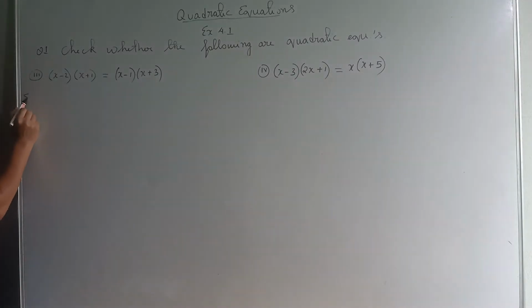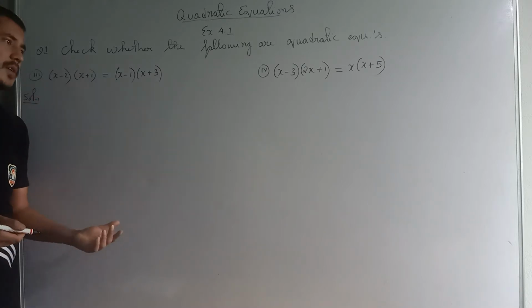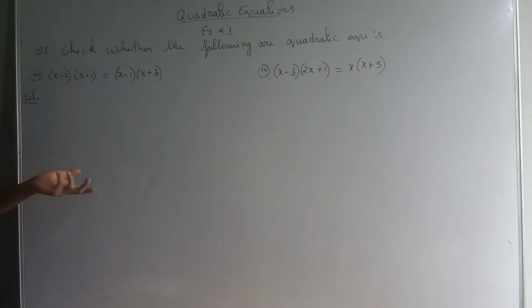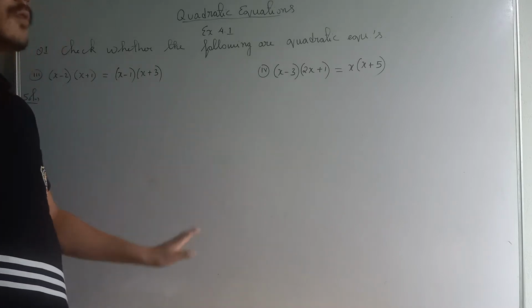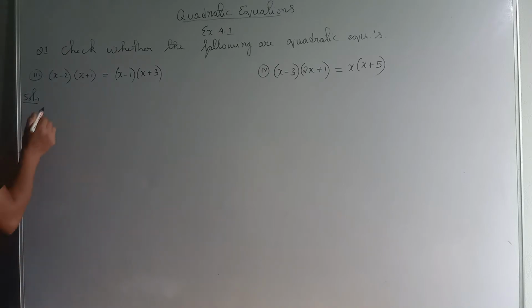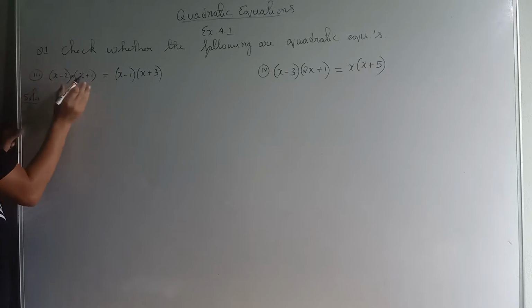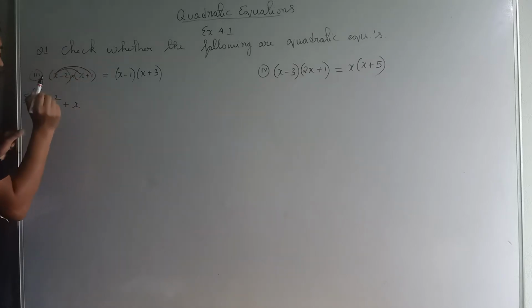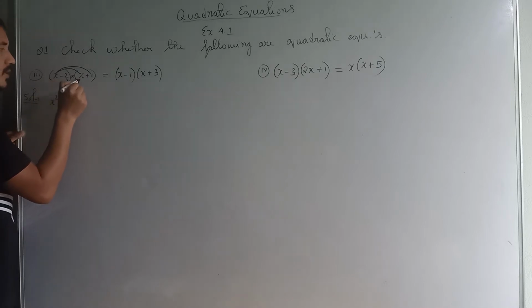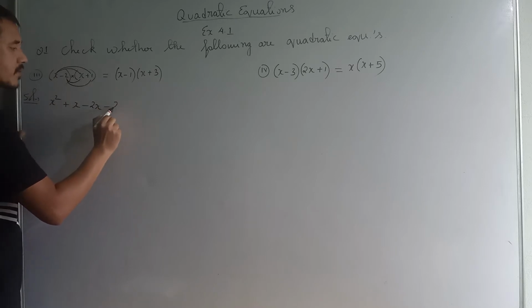Now let us see whether it is a quadratic equation. We need to rearrange this equation, and if it is in the form of ax squared plus bx plus c equal to 0, then it is a quadratic equation. So on the left side, we need to multiply x minus 2 and x plus 1. X into x gives you x squared. X into 1 gives you 1x, or simply x. Minus 2 times x is minus 2x. Minus 2 times 1 is minus 2.